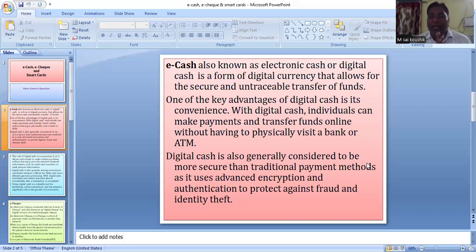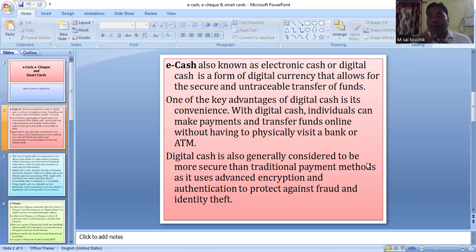One of the key advantages of digital cash is its convenience. 24 by 7, you can simply transfer the amount from your account to your friend's account, from one place to another. There is no time limit and no day limit. In 24 hours, on any weekday, you can transfer funds from one place to different places.